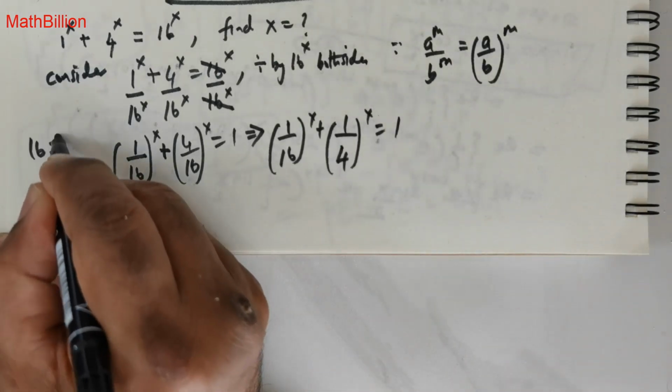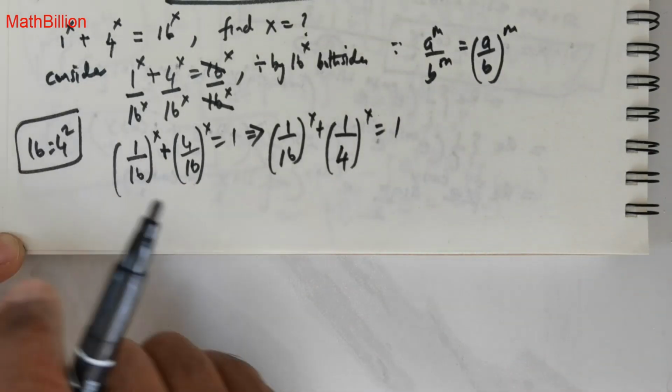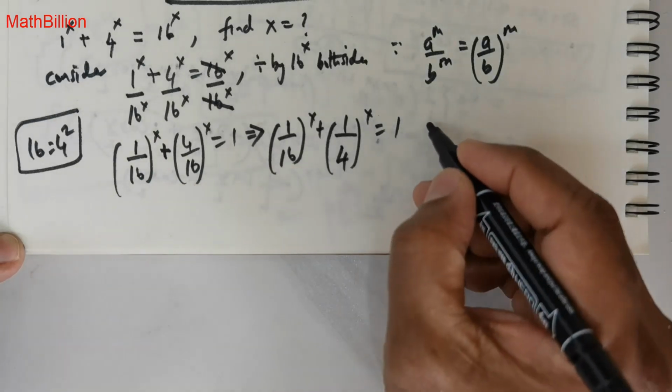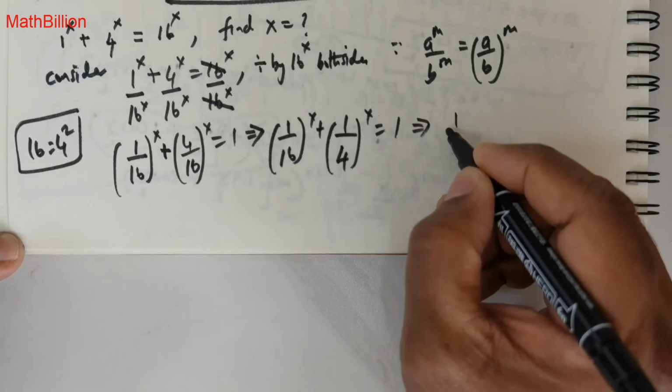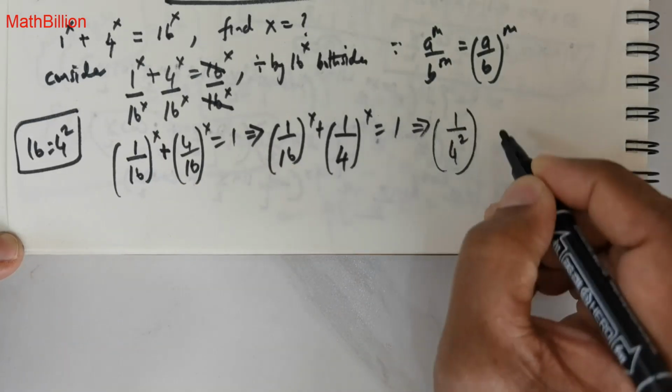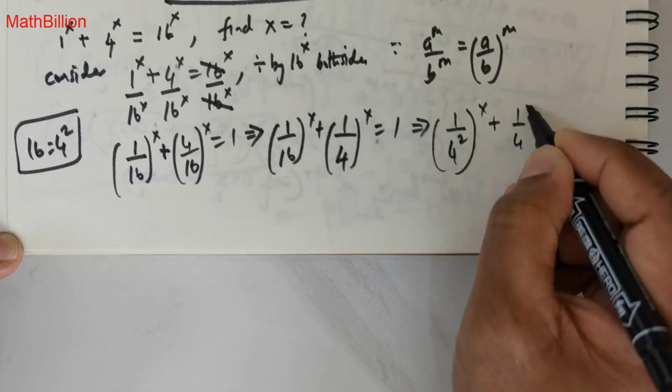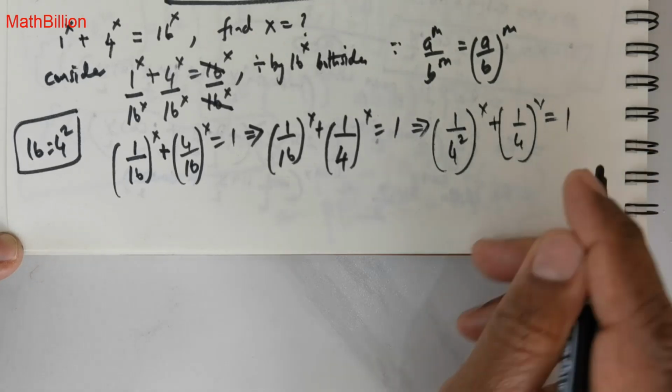Now 16 is nothing but 4 squared. You all agree with that. So I'm going to replace that over here. So this is going to be 1 over 4 squared raised to the power of x plus 1 over 4 raised to the power of x is equal to 1.